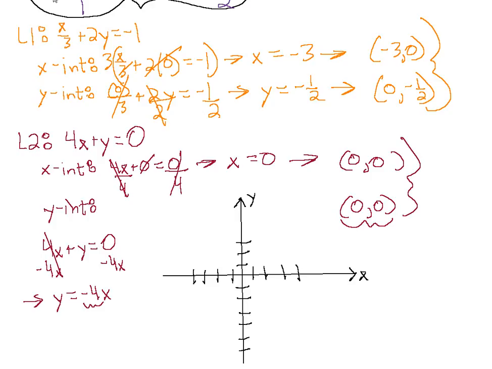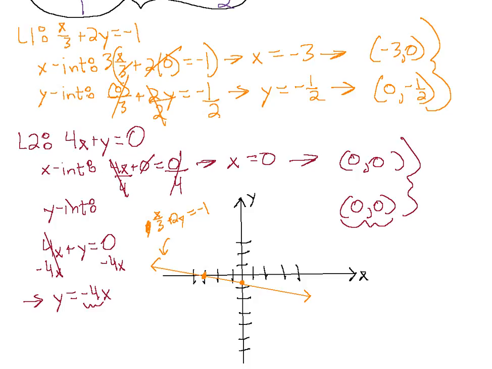Okay. All right, so the first line, line 1, goes through the point minus 3, 0, and the point 0, minus 1/2. We can go ahead and connect these 2 points with a straight line, as straight as possible anyways, and it continues infinitely in both directions. Both lines have a domain and a range of all real numbers, and this line is given by the equation x over 3 plus 2y equals minus 1. Okay, so far so good.